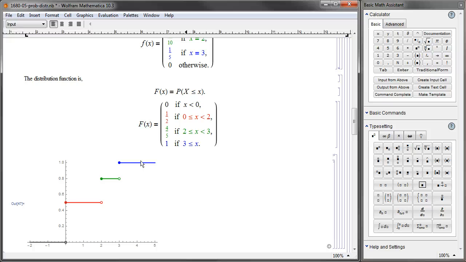Pay a little bit of attention to the end point. This end point is included in the next interval. This part is hollow, this one is solid, that's hollow, this one's solid, that's hollow, and so forth. Because x equal to 0 is included in the next interval. There's a bit of a subtlety there.